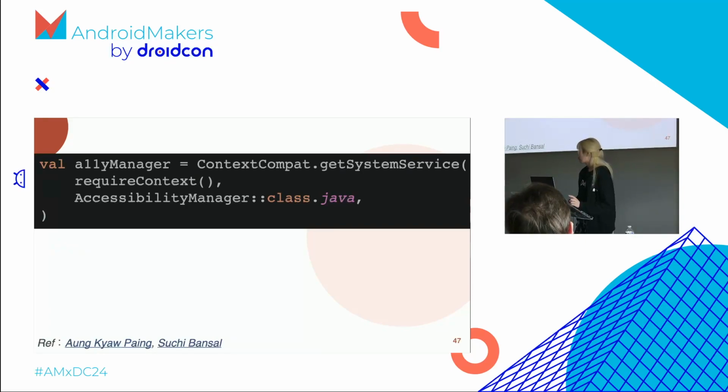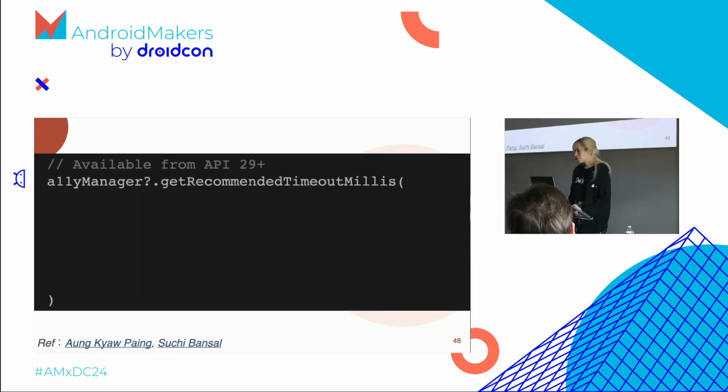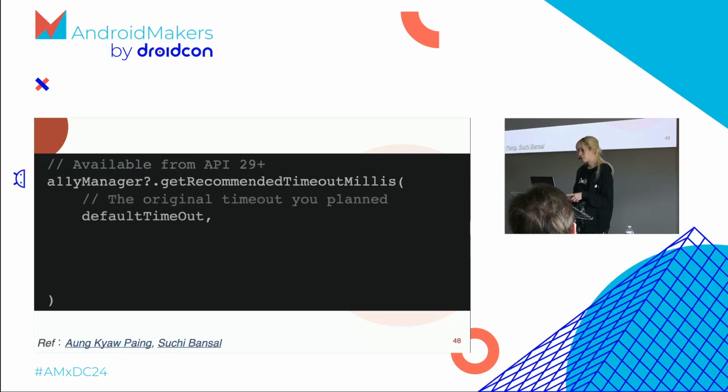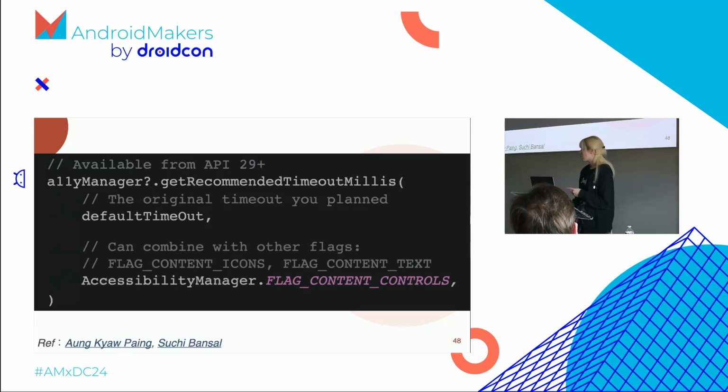And of course, don't name your variables like that. I'm just trying to make it fit on the screen. And the Accessibility Manager has a method called the getRecommendedTimeoutMillis method, to which you pass the original timeout value that you plan to set as an integer, and one or a combination of flags describing what's on your view. And depending on those flags, the method will calculate how long it takes to process the information that is displayed and give more or less time to the user. And this will return an integer value that you can use to set your timeout.